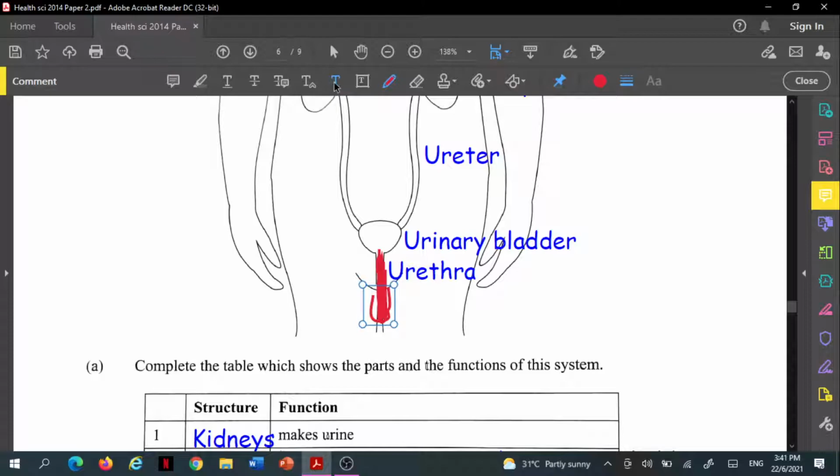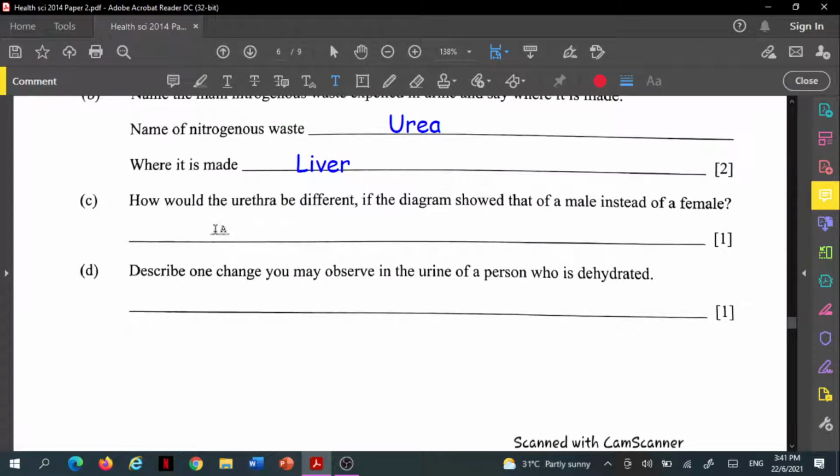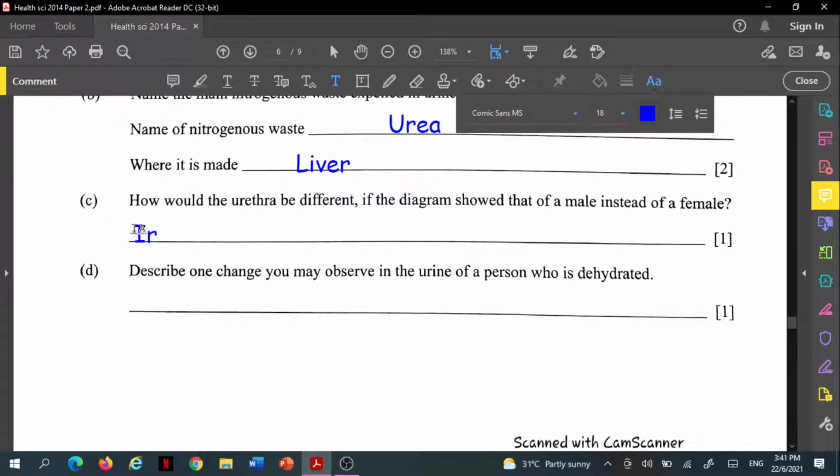All right, so let's answer that part of the question there. So the urethra, it will be longer, okay? It would be longer. And why is the urethra longer? Simply because it extends into the penis. All right, I'm going to make a note right here. It extends into the penis. And the penis is on the outside of the body, yeah? So that's why it's longer. Just in case you need to explain why it's longer, that's the reason behind it.